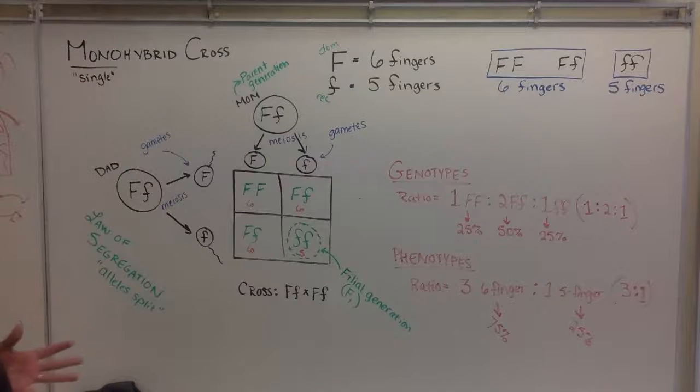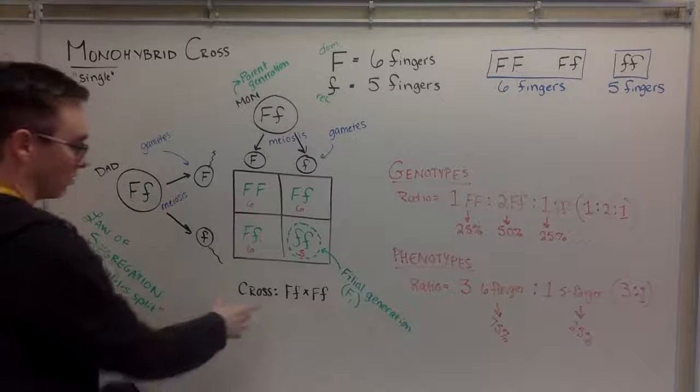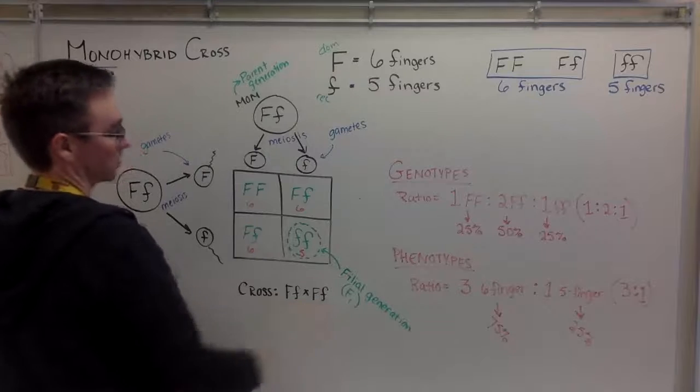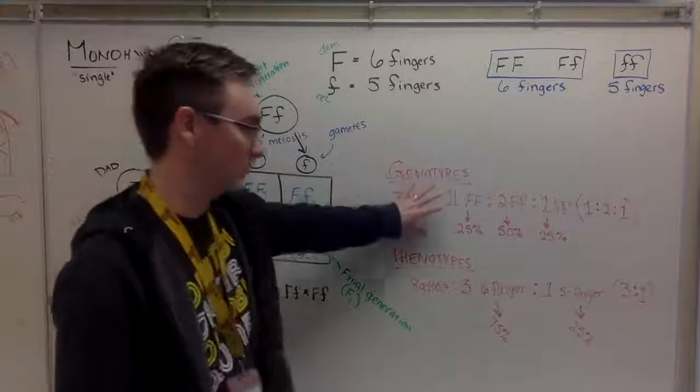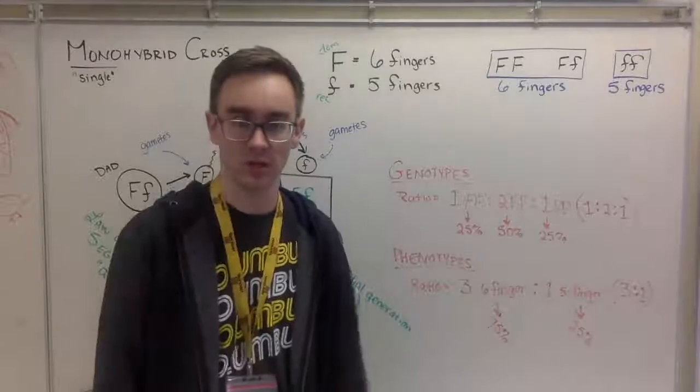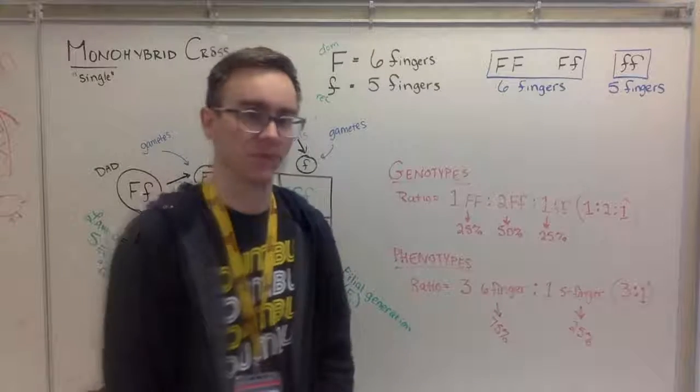You guys are going to be doing a little bit of practice going forward, just given a cross. If I give you a cross of, say, a homozygous dominant and a homozygous recessive, what is the genotypic ratio and what is the phenotypic ratio based on those genes?